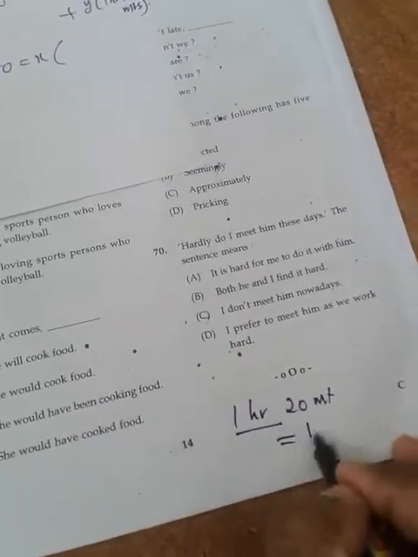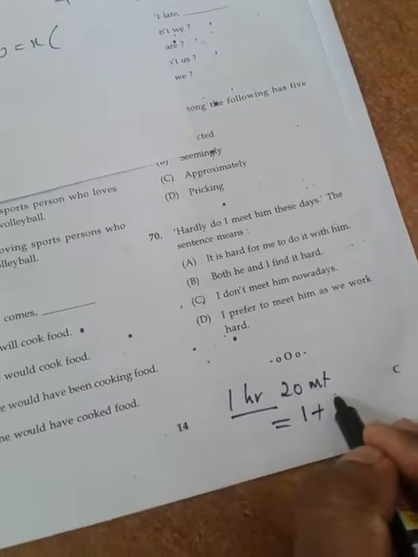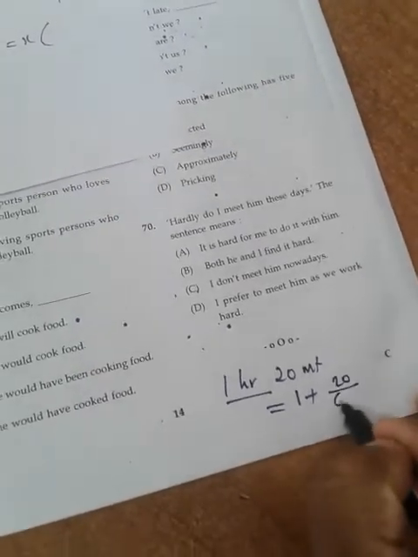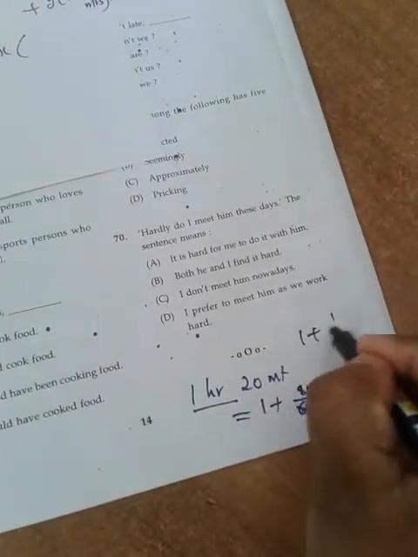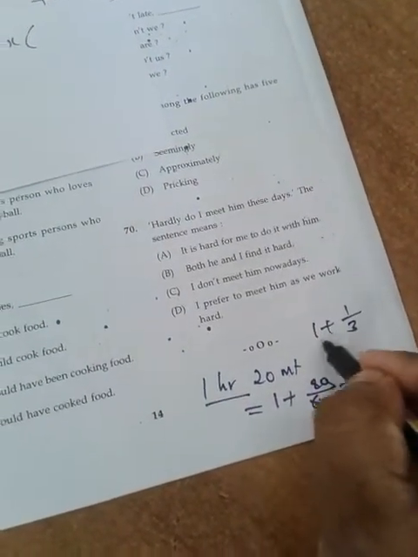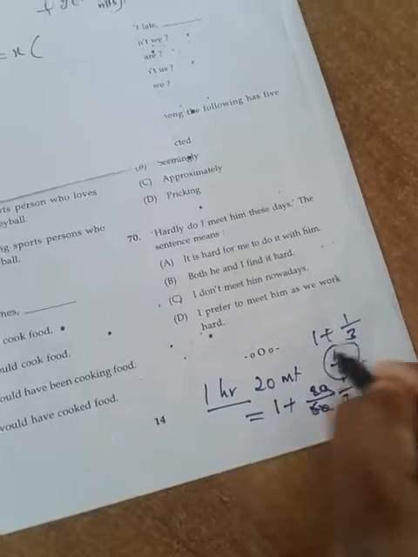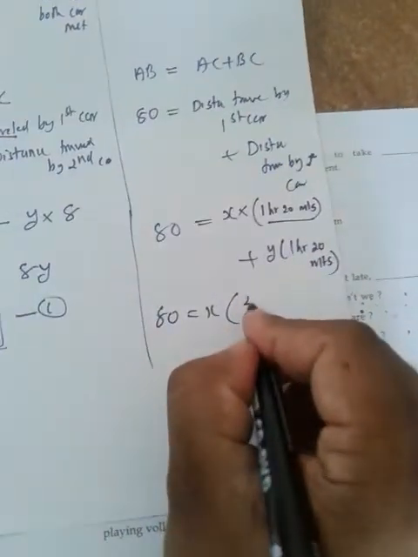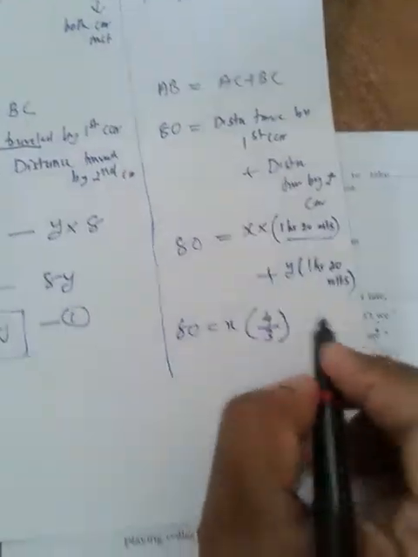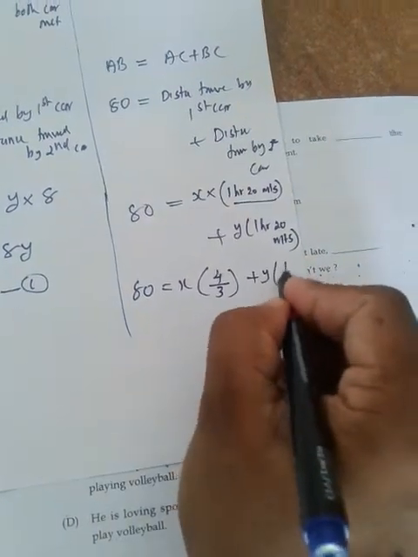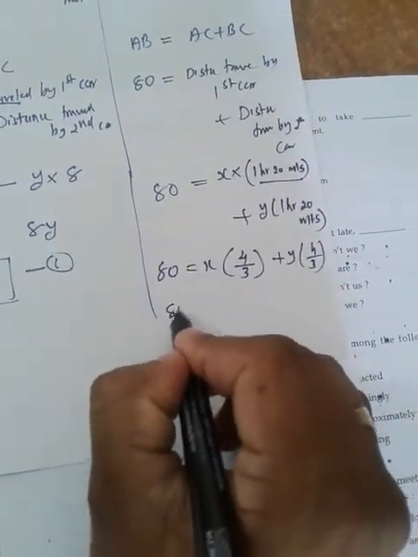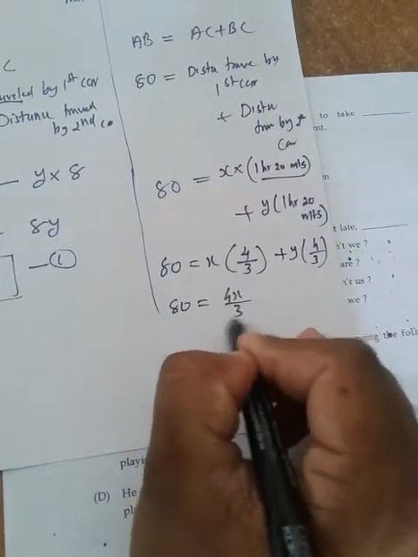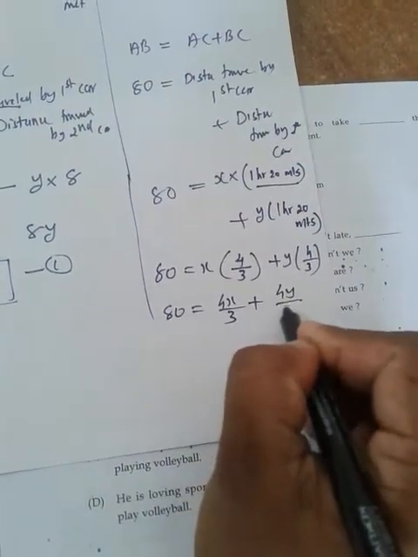1 hour is already in hours, but 20 minutes is not in hours. We have to convert it into hours. That means 20 by 60, which becomes 1 by 3. That means 1 plus 1 by 3, it means 3 plus 1, 4 by 3. So 4 by 3 hours is the time. So you can replace it: 4 by 3 into x plus y into 4 by 3. Are you following me? Then it means 80 is equal to 4x by 3 plus 4y by 3.